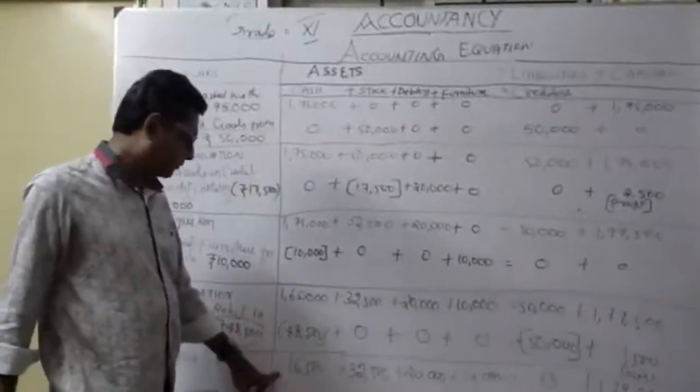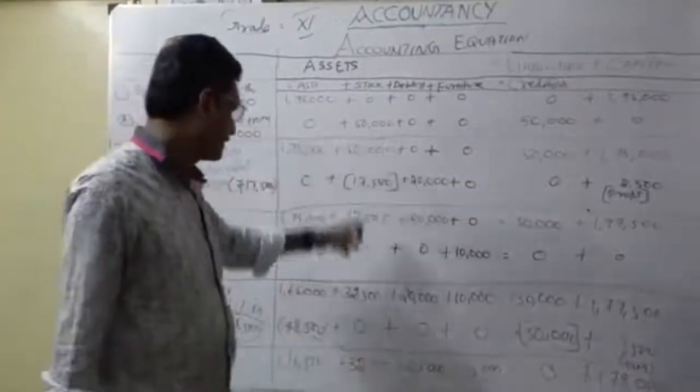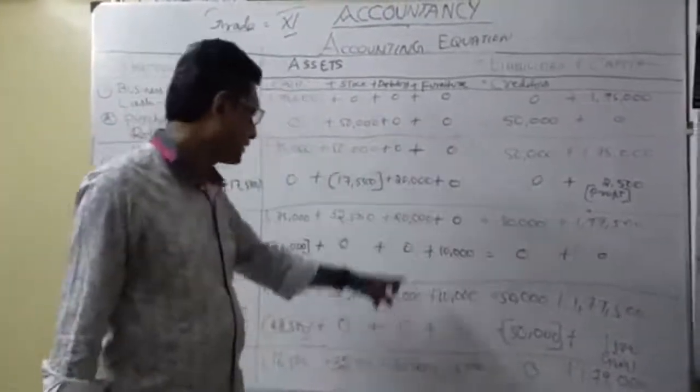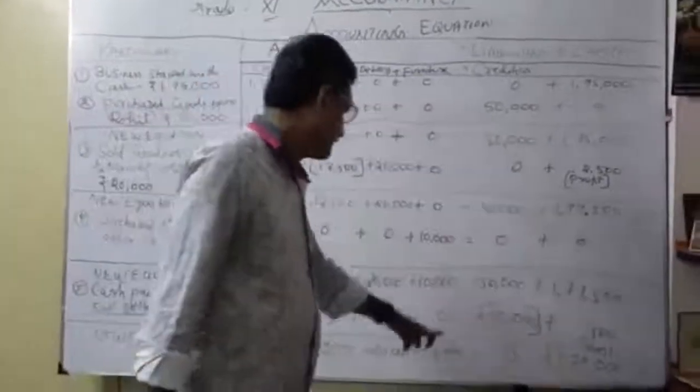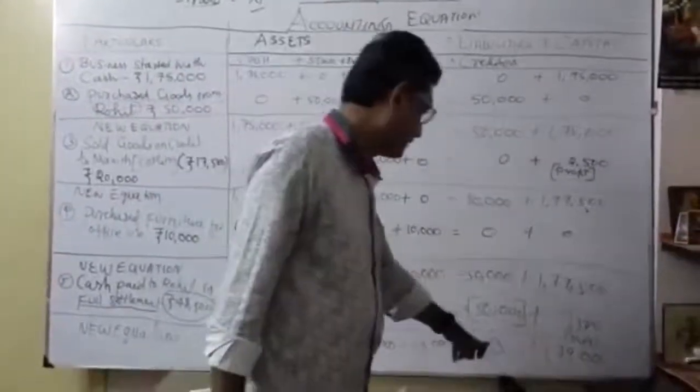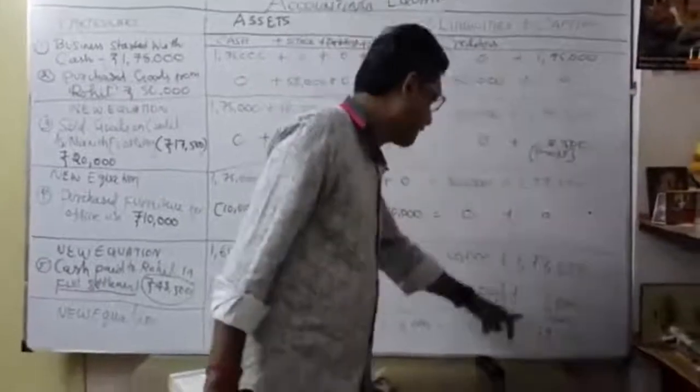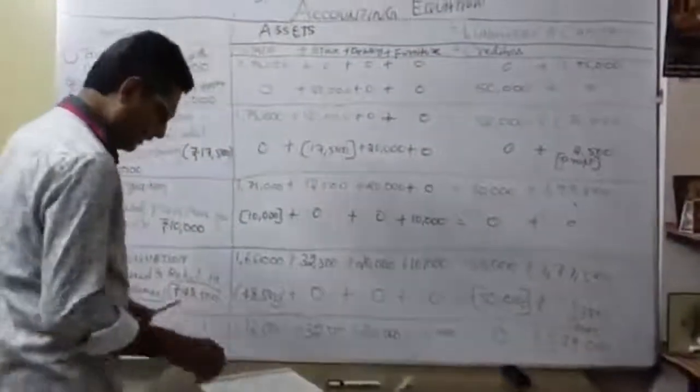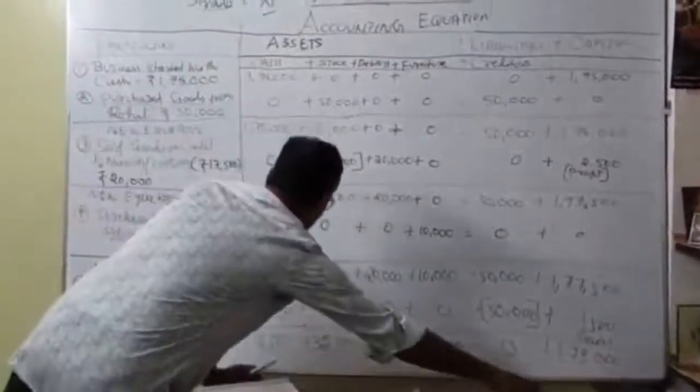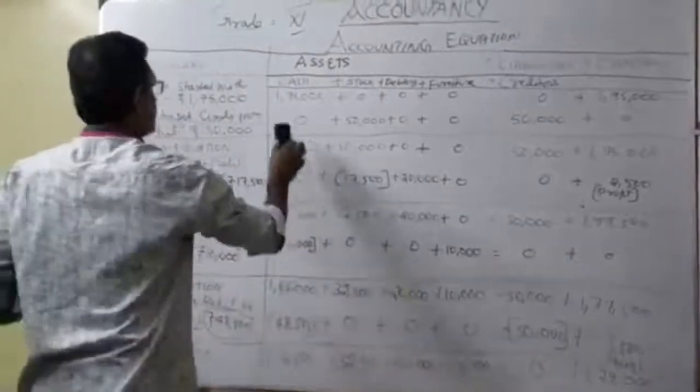So cash now becomes 1,16,500. My stock 32,500. My debtors 20,000. My furniture 10,000. So there is no creditors right now. So my capital becomes now 1,79,000. Okay. Now we will continue with the next one. Just let me clean it here.